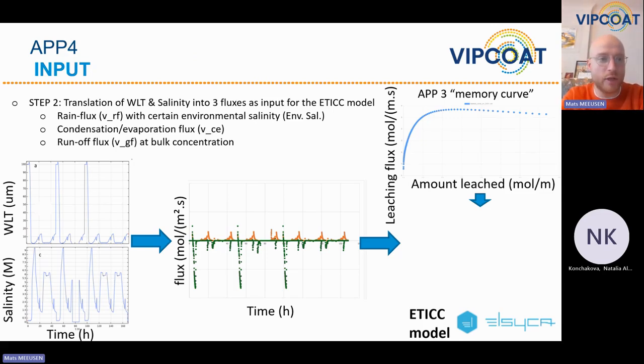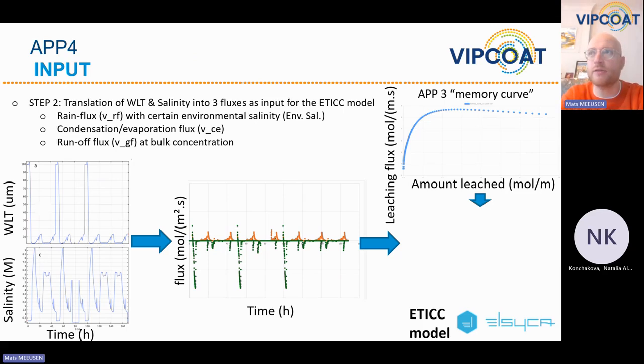And the third flux we consider is a runoff flux. So that is water that is actually being removed from the substrate at the bulk concentration, so at the instantaneous concentration at that moment. So these 3 fluxes are going into the App 4 model, which is the ethic model, together with some extra information, which is the leaching flux. And the leaching flux is coming from App 3.